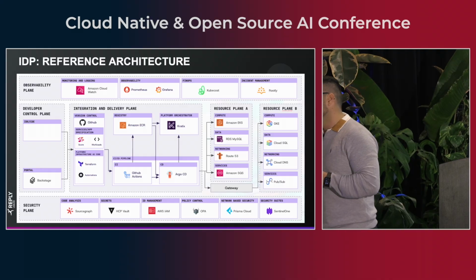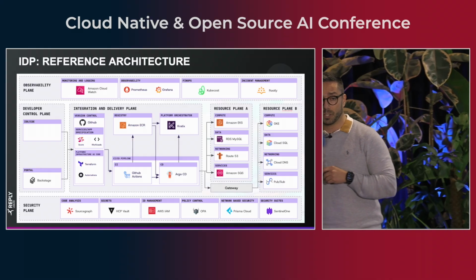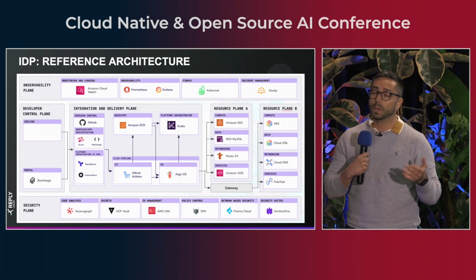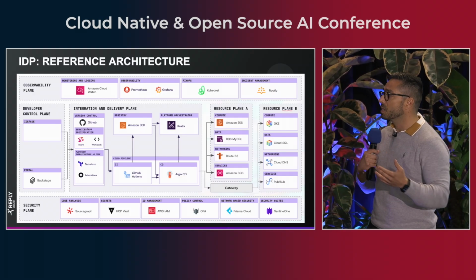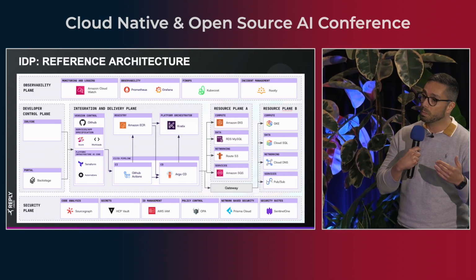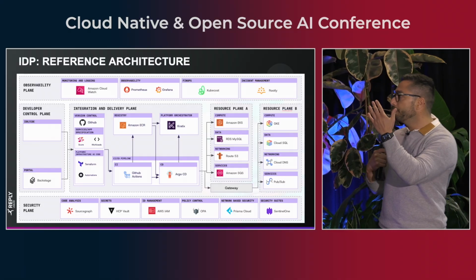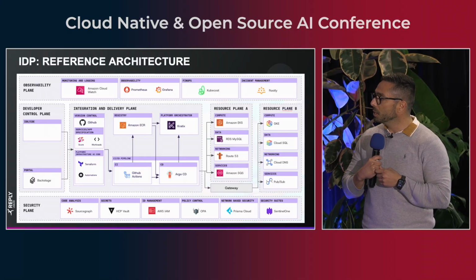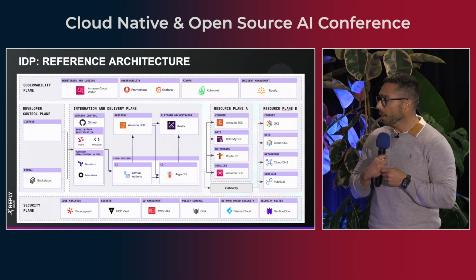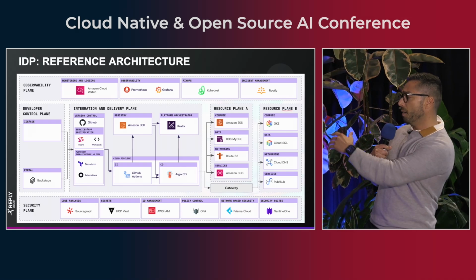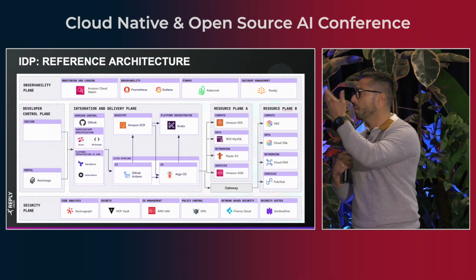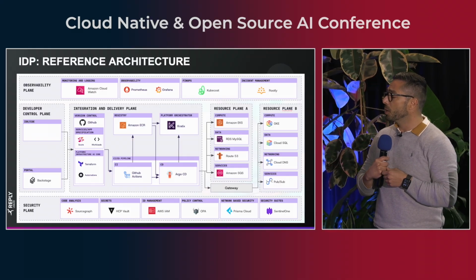So this is one of the reference architectures. If you look at your companies and organizations, you're going to see something similar. We have different capability planes. This, for example, is coming from one of the community's publications. So yeah, we have traditional control planes, we have compute plane, we have observability, we have secret management, etc.